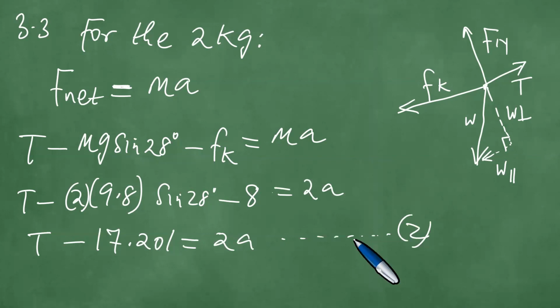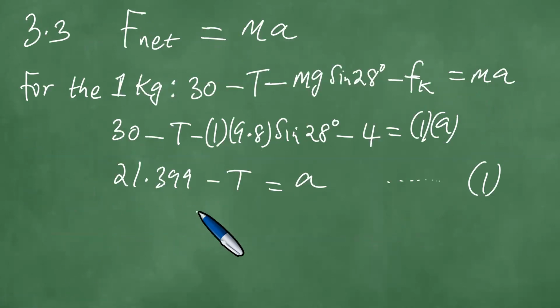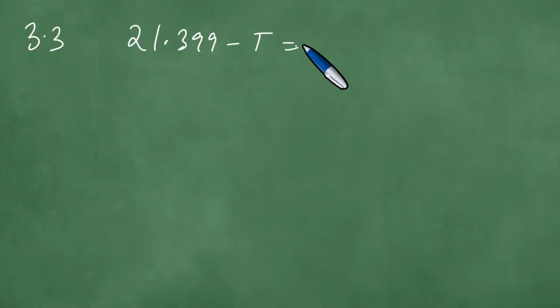Object 2. And so now we have equation 1 and equation 2. Equation 1 is 21.399 minus the tension equals the acceleration. We're still looking at 3.3. So for equation 1, we have 21.399 minus the tension, which equals A. Call it equation 1.